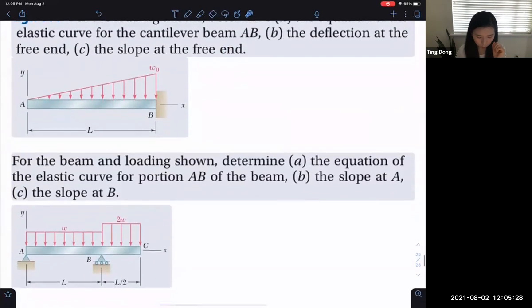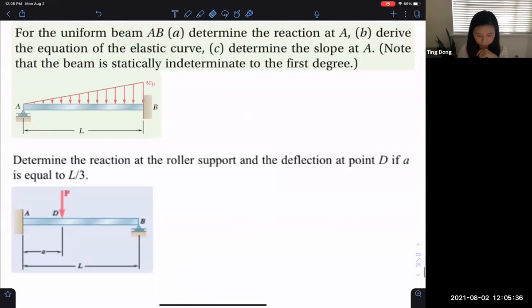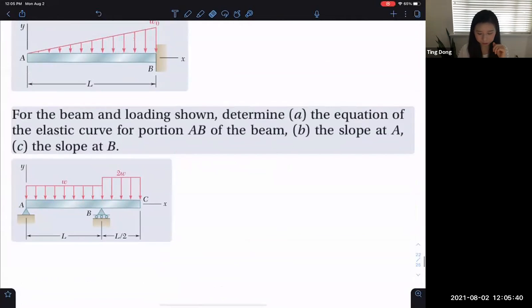And so this is the statically indeterminate beams. Oh no, this is not, sorry. This is the homework. This is the statically indeterminate one. So the homework is the same. You can check the solution.